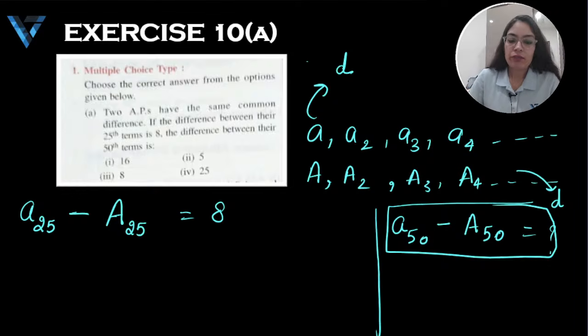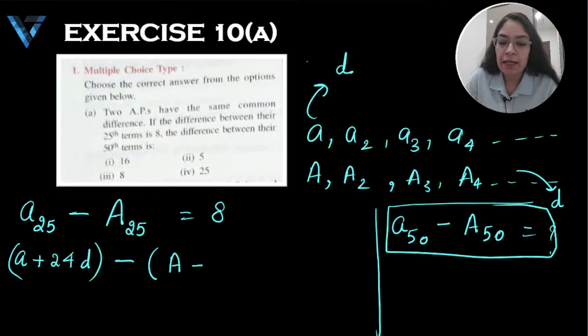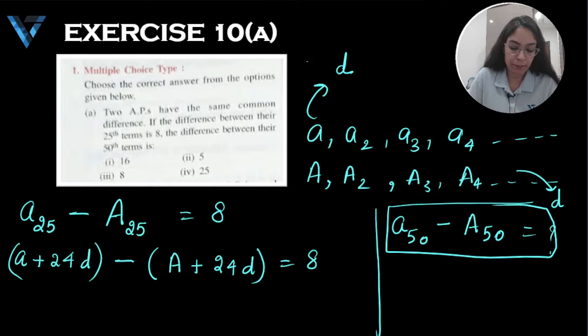Now how to write the 25th term? The 25th term I can just write as a plus 24d. Here a is the first term, so it is a plus 24d minus, again the 25th term's formula we know, the same one I am writing. The difference I am writing with small d because it is mentioned that the difference of both sequences is the same. So this is equal to 8.